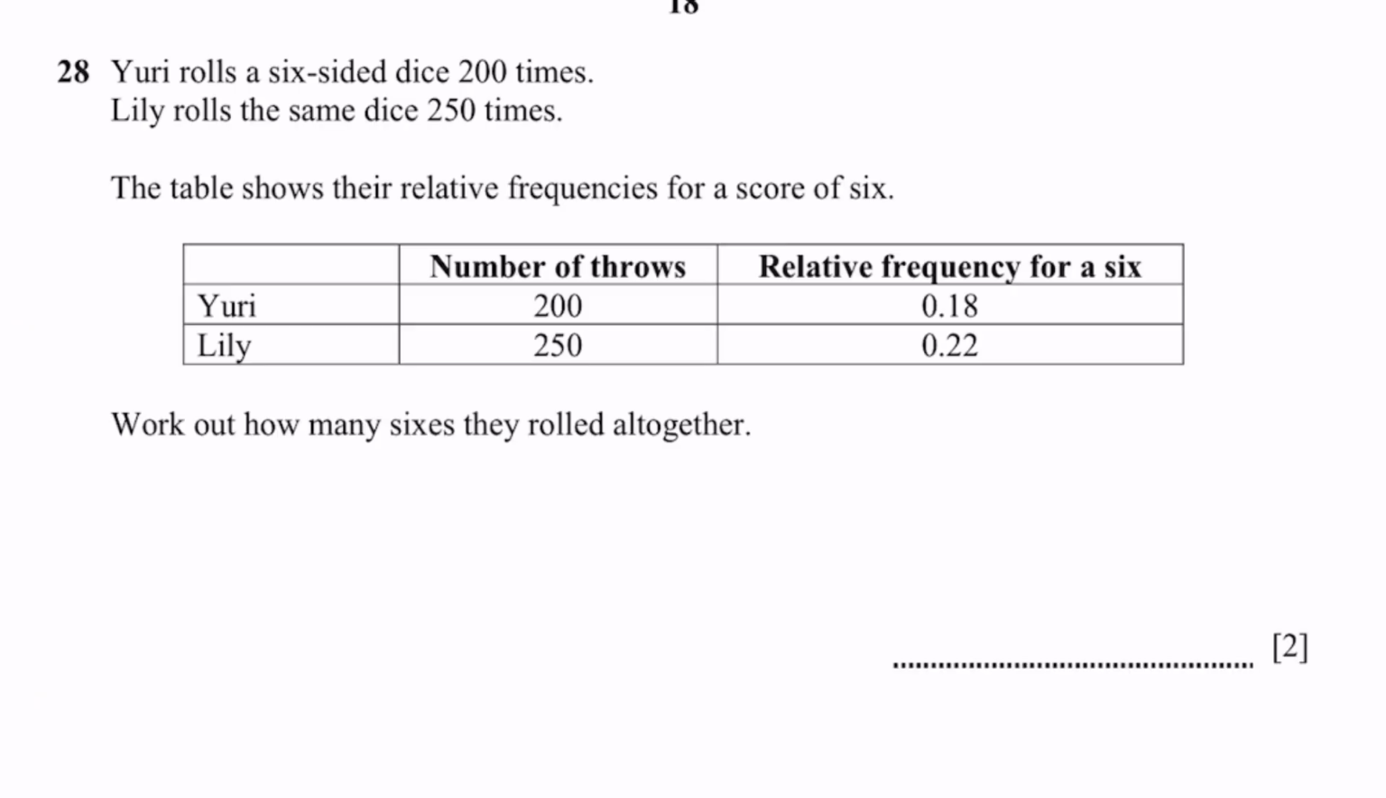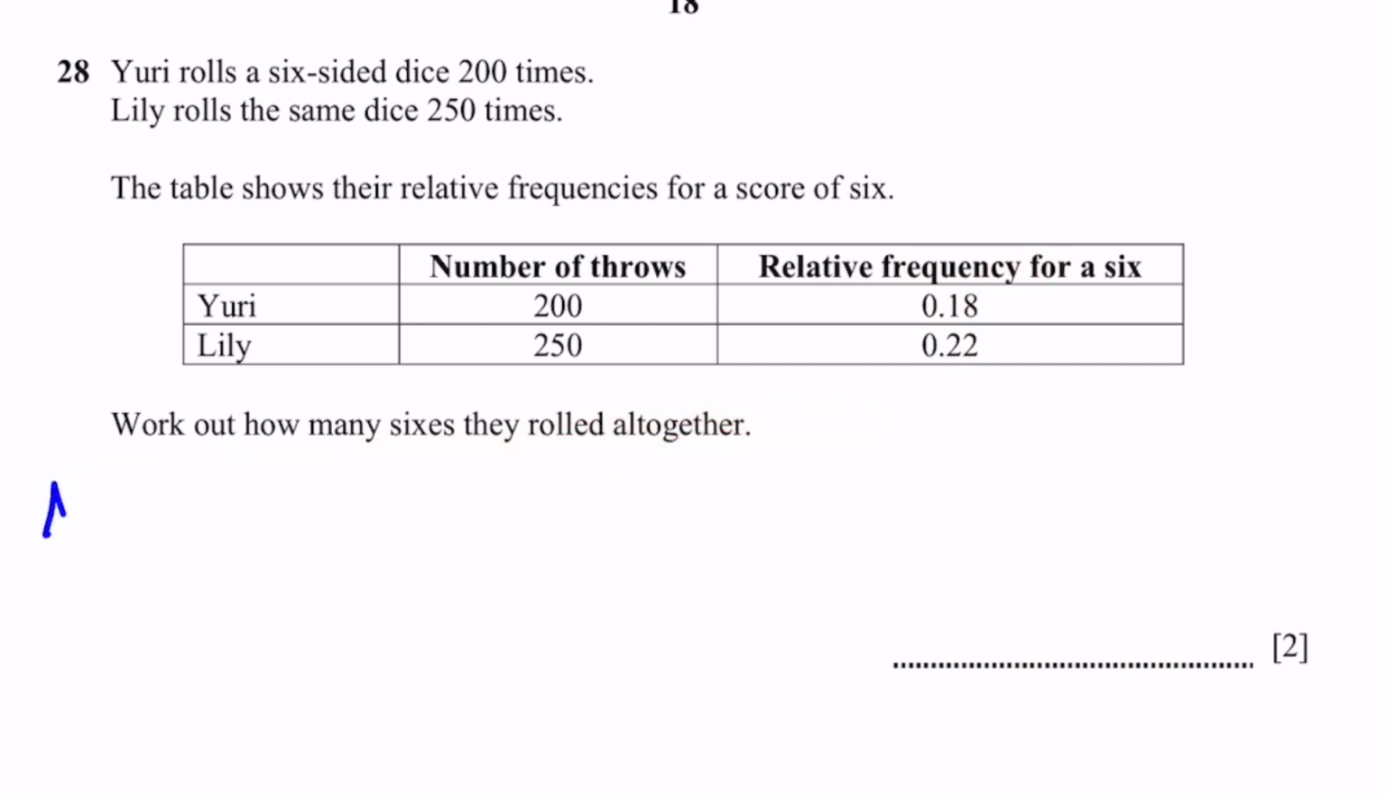Question 28. Yuri rolls a 6-sided dice 200 times. Lily rolls the same dice 250 times. The table shows the relative frequencies for a score of 6. So Yuri threw it 200 and Lily threw it 250. The relative frequency for Yuri is 0.18 and for Lily it's 0.22. Work out how many 6s they roll altogether.